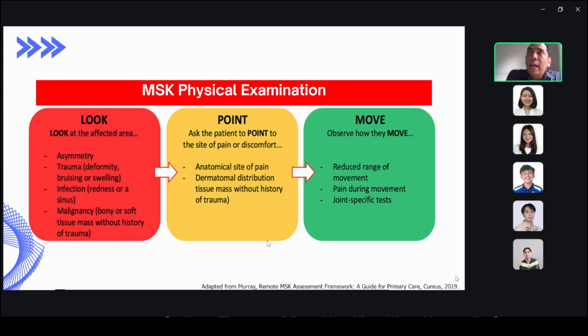And then ask them to move. So ask them to look. First, you have to look, inspect, then ask the patient to point to where it hurts. Then try to ask them to turn, no? So try to ask them to move, to see if there is pain during movement or joint-specific tests.